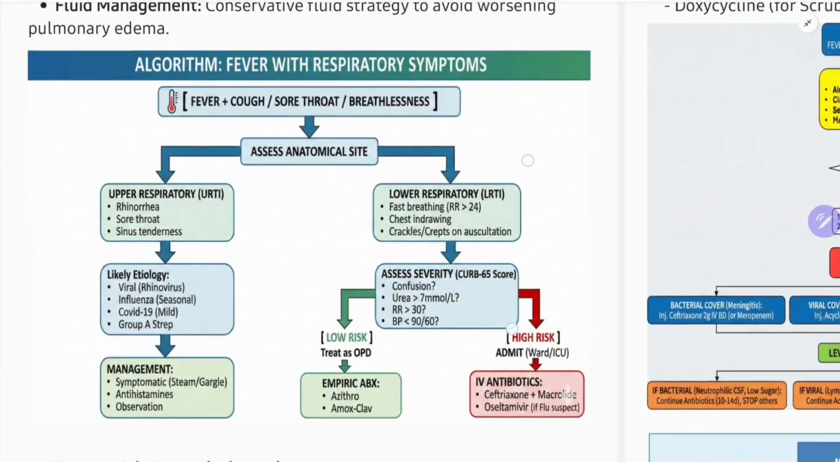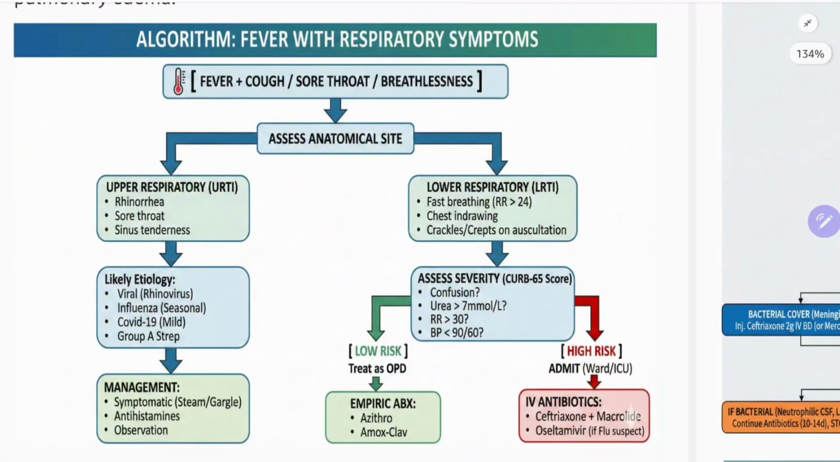Okay. So now the algorithm for fever with respiratory symptoms. Fever with cough, sore throat, or breathlessness. Assess the anatomical site, whether it is upper respiratory tract infection or lower respiratory tract infection. Upper respiratory tract infection symptoms include rhinorrhea, sore throat, and sinus tenderness. Etiology likely will be viral: rhinovirus, influenza, COVID-19, or group A streptococcus. Management is symptomatic like steam or gargle, antihistaminics, observation. And if group A streptococcus is suspected, you should give antibiotics like azithromycin.